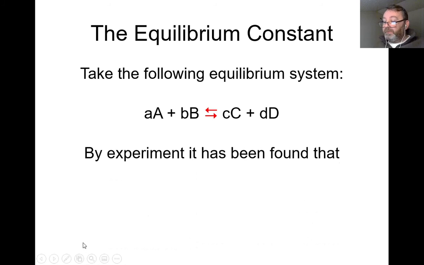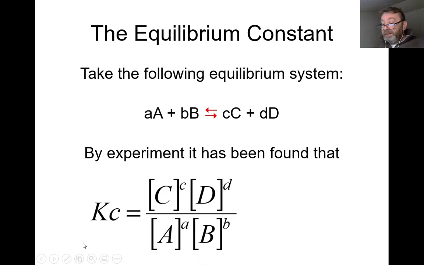Let's just put it in properly. By experiment it has been found that Kc is equal to the concentration of C raised to the power of C multiplied by the concentration of D raised to the power of D, over the concentration of B raised to the power of B and the concentration of A raised to the power of A. Do you notice the square brackets? Concentration of C raised to its coefficient multiplied by the concentration of D raised to its coefficient, divided by the concentration of A raised to its coefficient and the concentration of B raised to its coefficient.